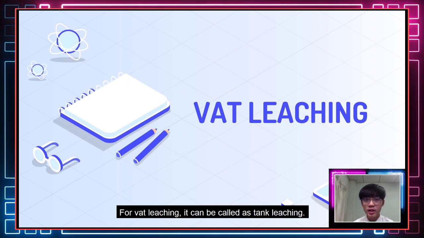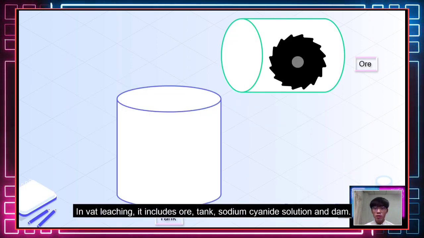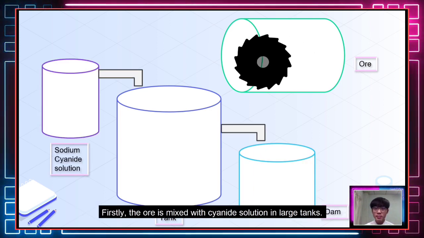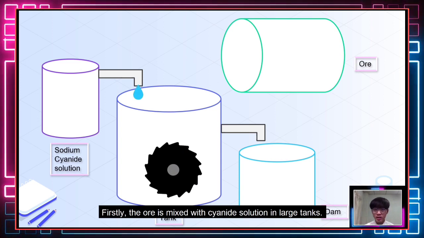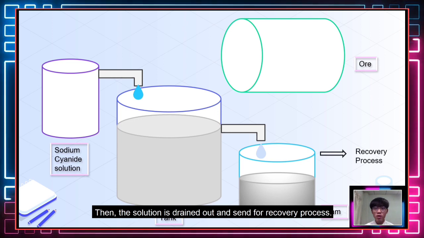Wet leaching can be called tank leaching. Wet leaching includes ore, tank, sodium cyanide solution, and dam. Firstly, the ore is mixed with cyanide solution in large tanks. The mixture is left for a few days. Then the solution is drained out and sent for the recovery process.